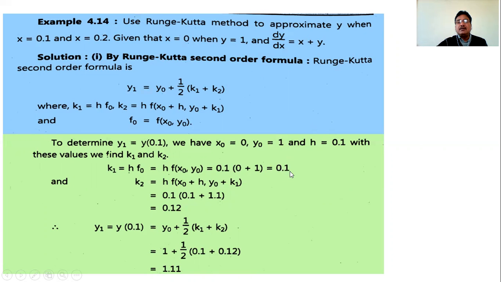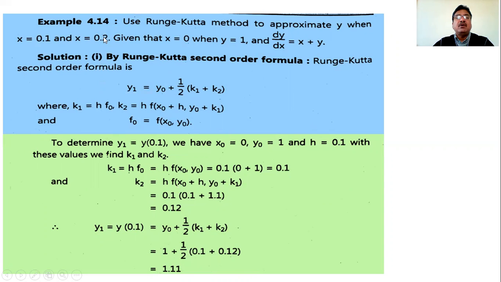So 1 plus 0.1 is 1.1. And then the answer is 0.12. Similarly K2, this is K2. Then find Y1. Y1 is what? Y naught plus 1 half K1 plus K2. That is, Y1, the value of Y at 0.1, is equal to Y naught plus 1 half K1 plus K2. Substituting the values of K1 and K2, we have this answer. So this is the value of Y at 0.1.